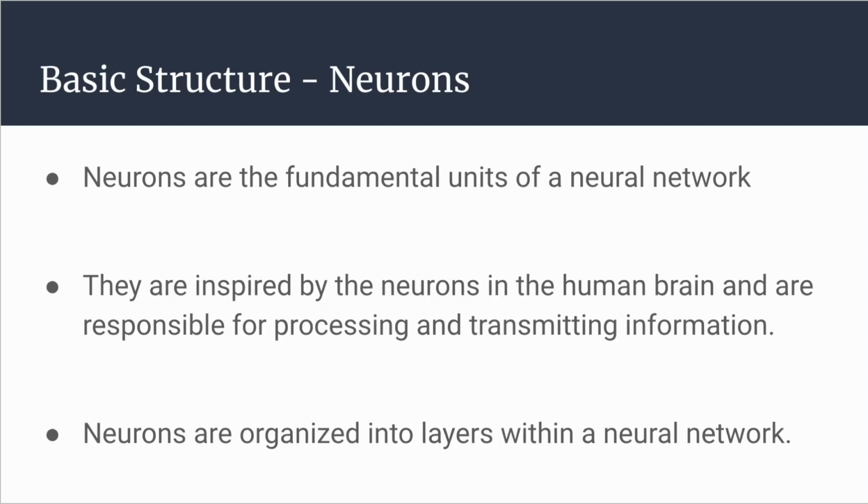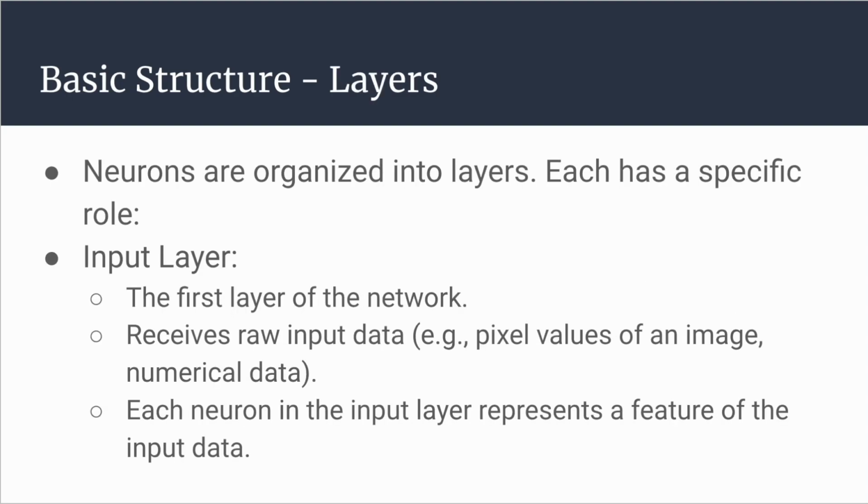Now let's look at the basic structure of these neural networks, starting with the neuron. Neurons are the fundamental units of a neural network. They are inspired by the neurons in the human brain and are responsible for processing and transmitting information. Neurons are also organized into layers within a neural network. Let's take a look at these layers next.